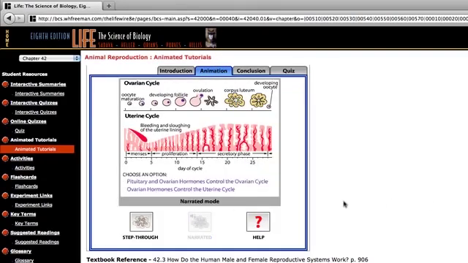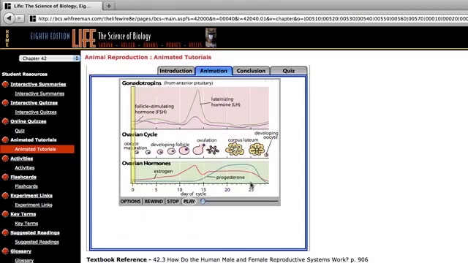The ovarian and uterine cycles are controlled by an interplay of hormones. Select an option. So we're going to select the first option, starting from the pituitary gland and how the hormones regulate the ovary in terms of how the menstrual cycle actually occurs. The ovarian cycle is controlled by the interplay of hormones from the pituitary gland and from the ovary itself.